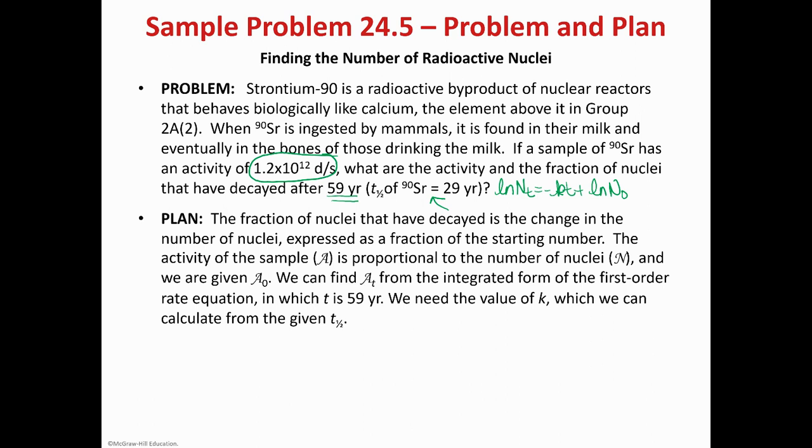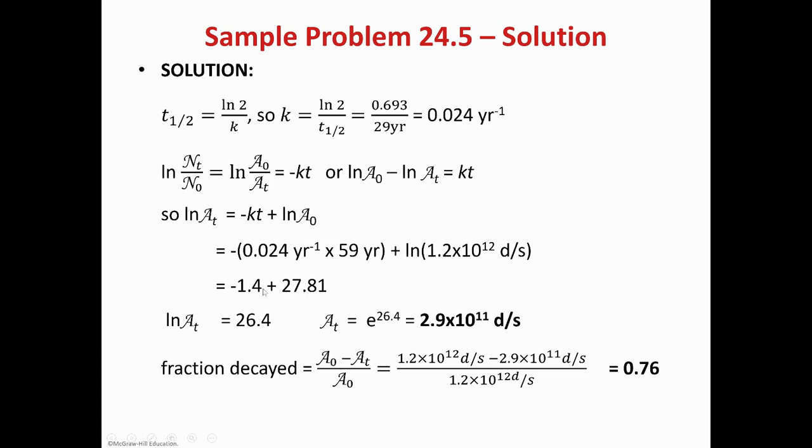And we are given the half-life, so we can find K. Okay, so we just essentially plug in and see. So this is showing that we're going to plug in our half-life. This ln2, that's the 0.693. And we get our K as 0.024 inverse years.